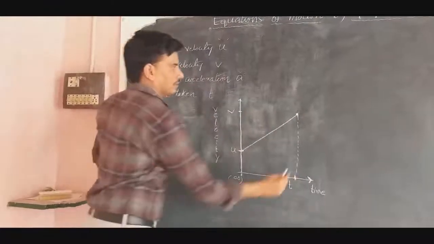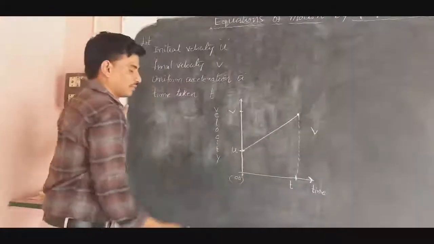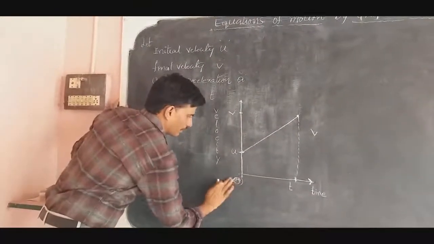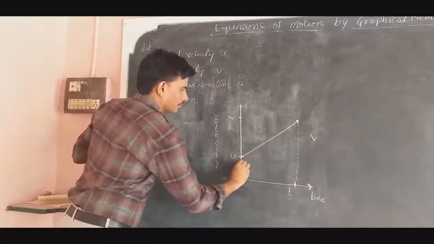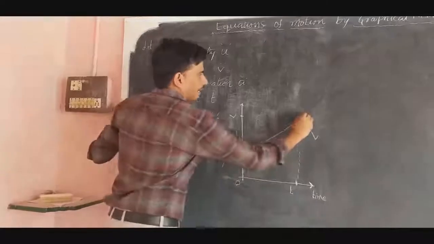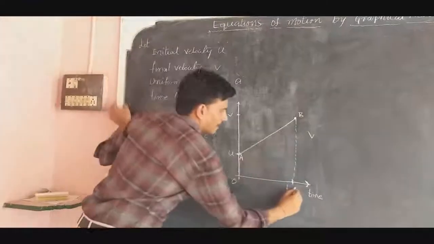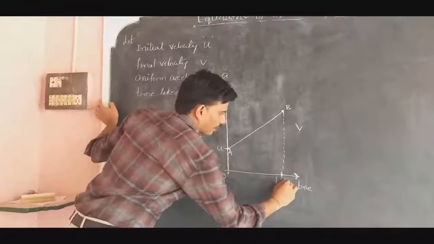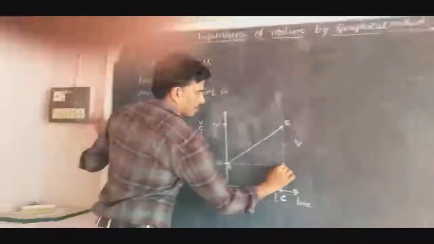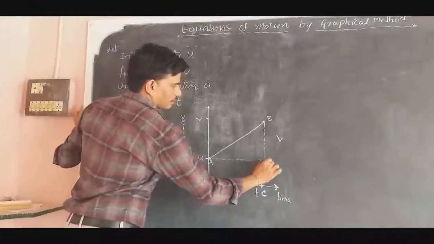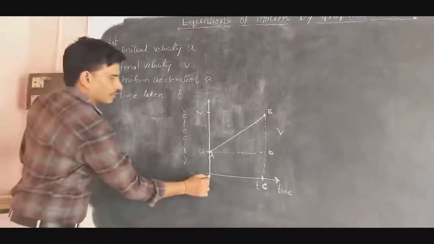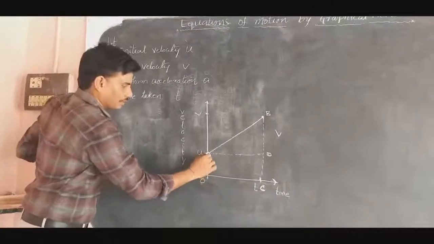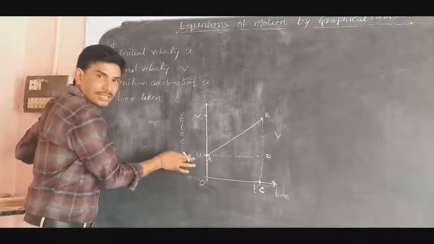This is the final velocity. I am giving names to this. This is O, which I am taking as the origin, and this is point A, and this is B, and this is point C. And parallel to OC, I am drawing one line. This is D. Now, on the graph paper, initial velocity is nothing but OA. Am I right? So, the length OA represents initial velocity.